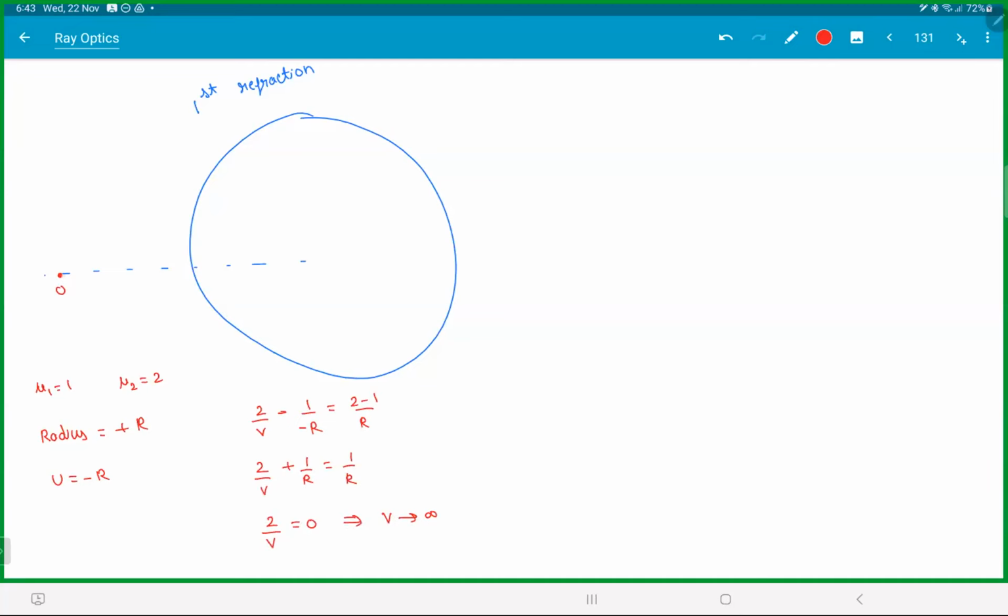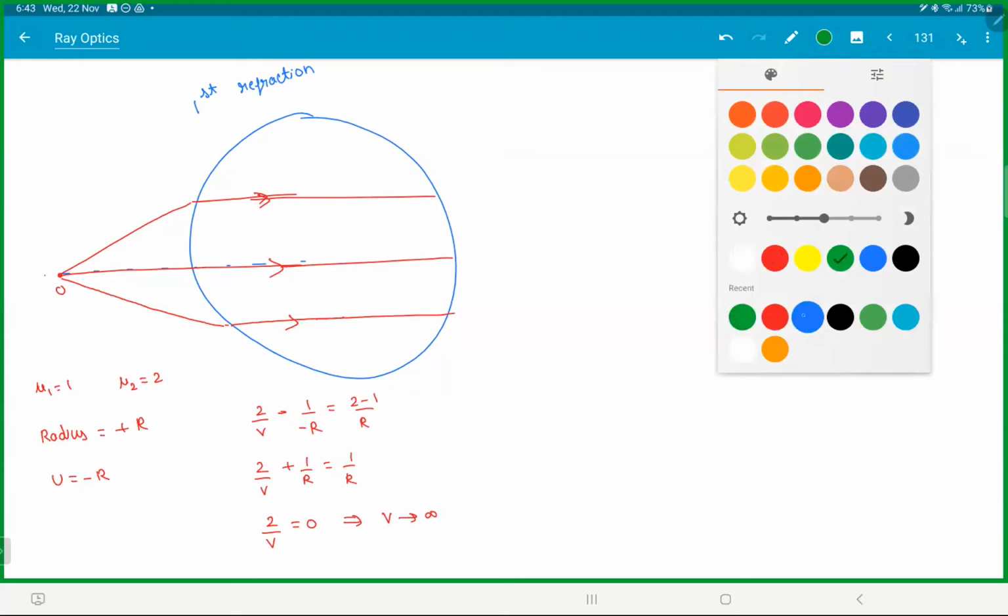What is the meaning of this? The light rays have gone here. Think of it, the meaning of it. V is infinity means what? Image forms at infinity. Means light rays have become parallel, right? Parallel light rays will meet at infinity. That is the indication of that. So once after first refraction, the light rays have become parallel. So these light rays are going parallelly and hitting this surface here.